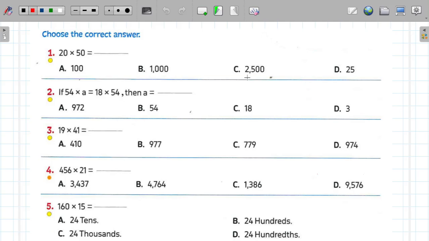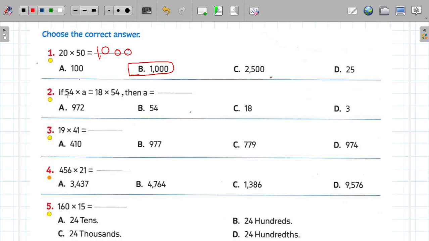Let's try some multi-choice questions for this lesson. The first one here, I have 20 times 50. I have 2 zeros, so I will write 2 zeros. And 2 times 5 equals 10, so I have 1 and 3 zeros, so it will be 1,000. So I will choose B.